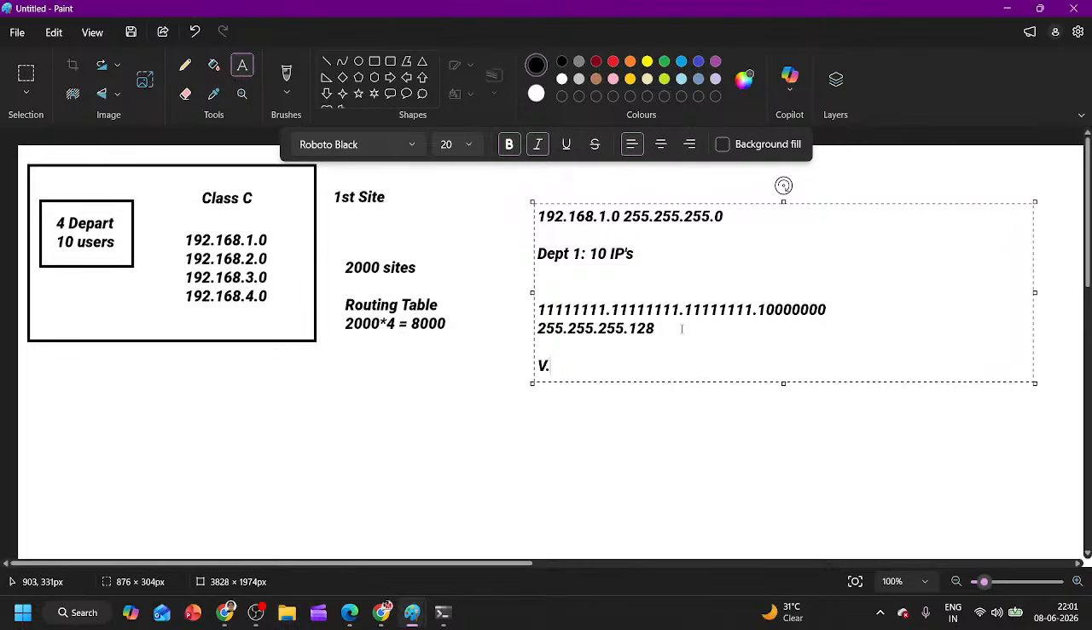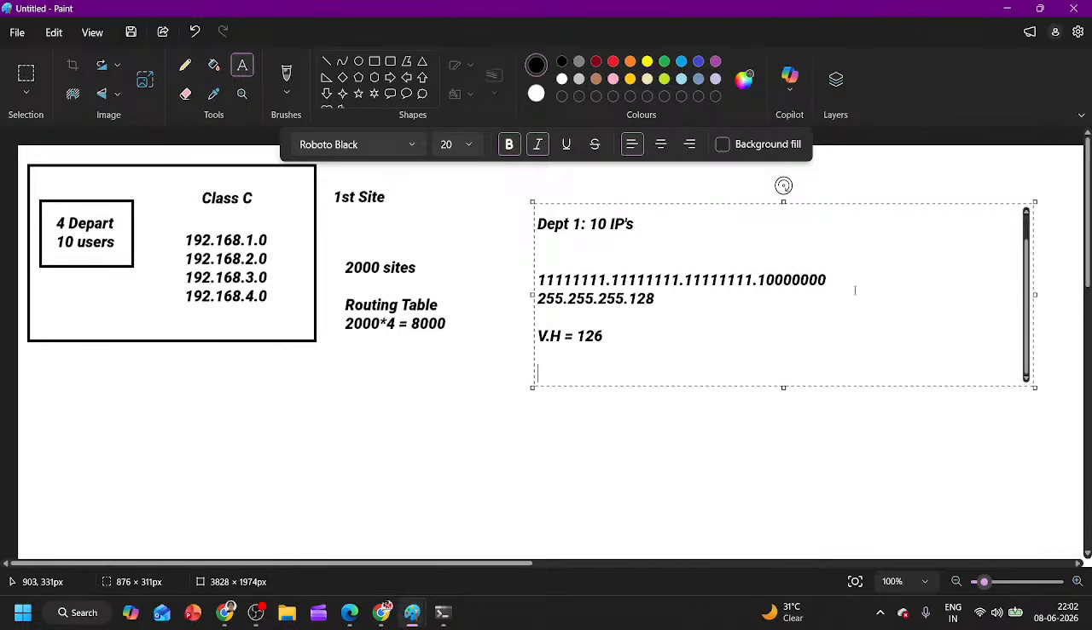The formula to calculate valid hosts is again the same: 2 power h minus 2. But this time h is reduced. Earlier h was 8, now h is 7. So 2 power 7 minus 2 means 128 minus 2, 126. Now you have 126 IP addresses. Still this is more, I need only 10.